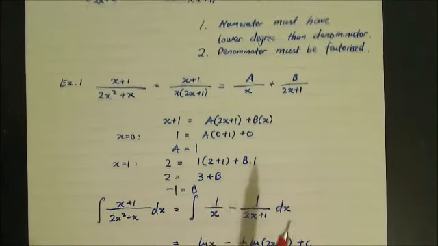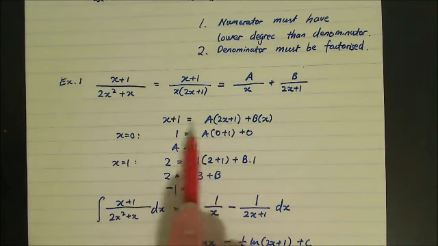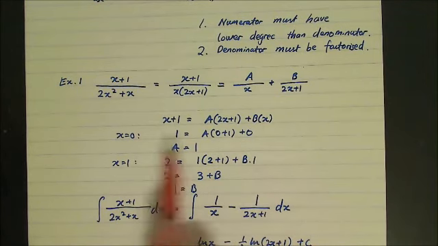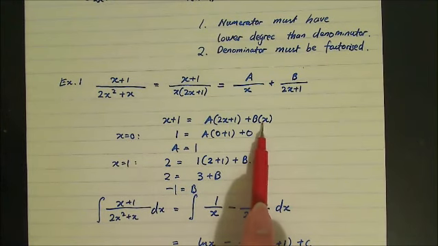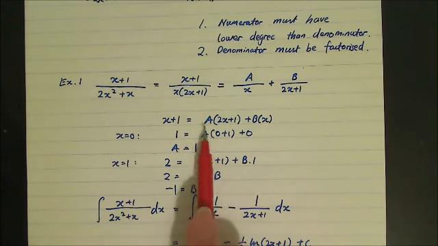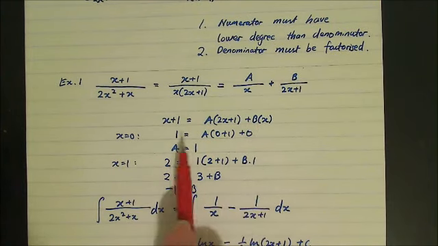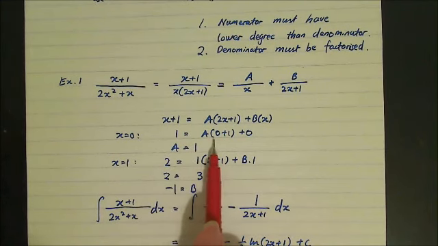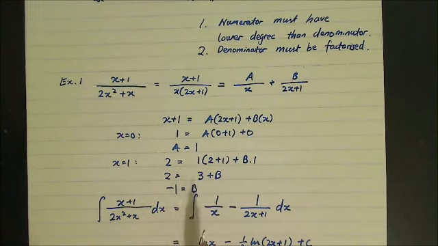We could, of course, try to equate the coefficients of x and the coefficients of the constant. But a much better way is to actually make good substitutions of x in order to eliminate one of the unknown variables and find the other one. In this case, we'll choose x equals 0, which will get rid of b, so that we have 0 plus 1 equals a times 0 plus 1 plus 0, which gives us a equals 1.